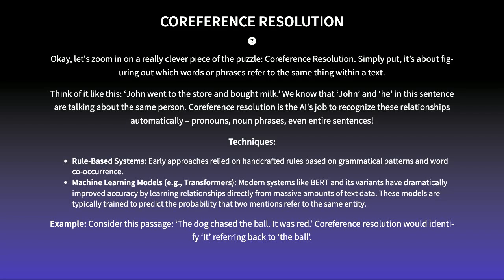Let's talk about a really important part of understanding text. It's called coreference resolution. Basically, it's like training an AI to figure out which words or phrases are talking about the same thing. Think of pronouns like he, she, it, and even groups of words that refer to the same person or object. Early systems used complicated rules, but now powerful language models, especially things like BERT, have made this process incredibly accurate by learning from tons of text data. It's a surprisingly tricky problem, but coreference resolution is key to making AI truly understand what we're reading.